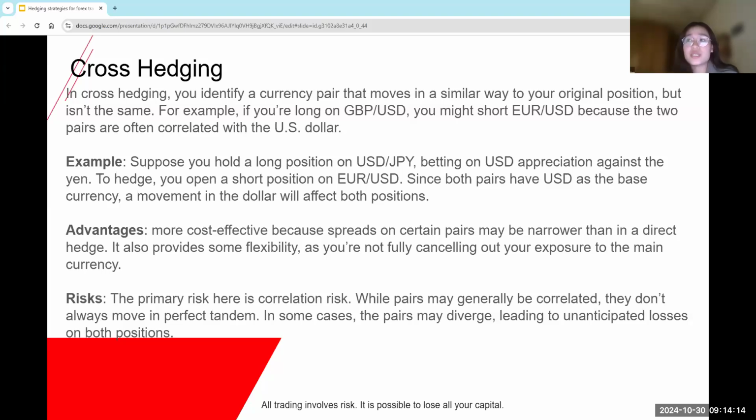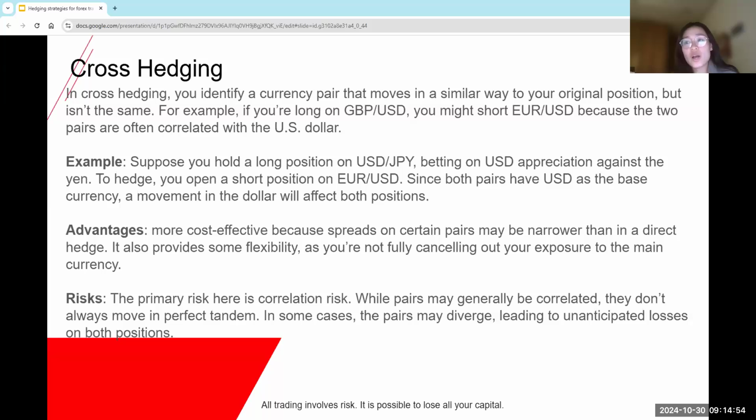An example here is, suppose you hold a long position on the dollar yen, betting on US dollar appreciation against the yen. To hedge, you open a short position on euro dollar, and since both pairs have USD as the base currency, a movement in the dollar will affect both positions. Advantages: it's more cost effective because spreads on certain pairs may be narrower than a direct hedge. It also provides some flexibility since you're not fully canceling out your exposure to the main currency.